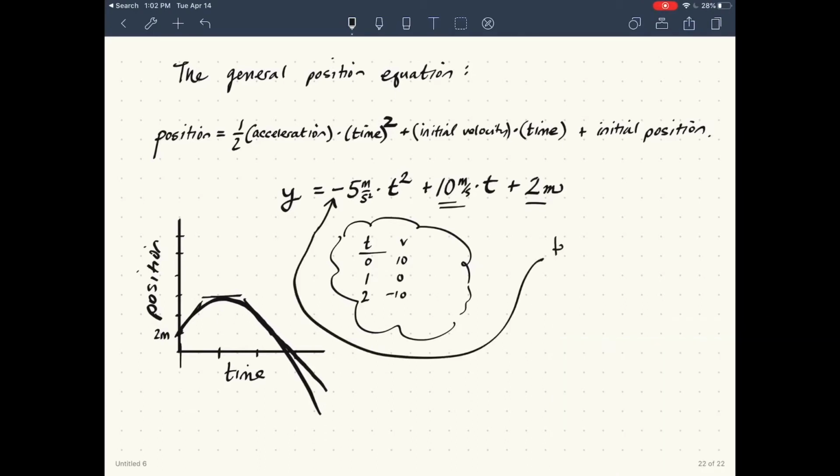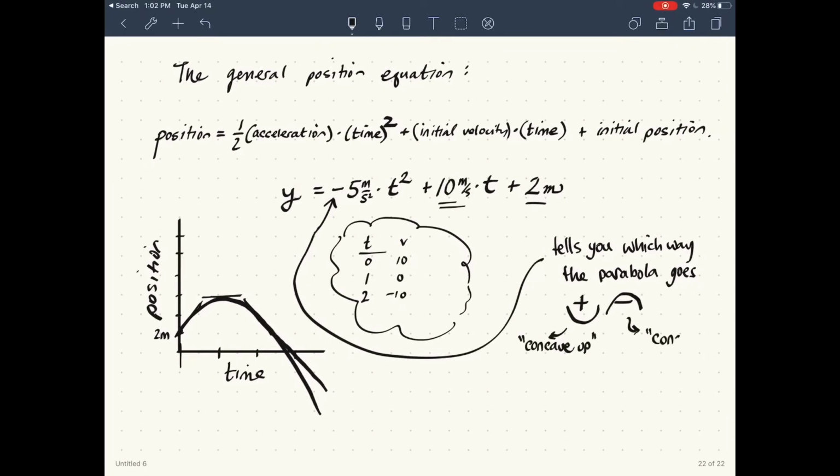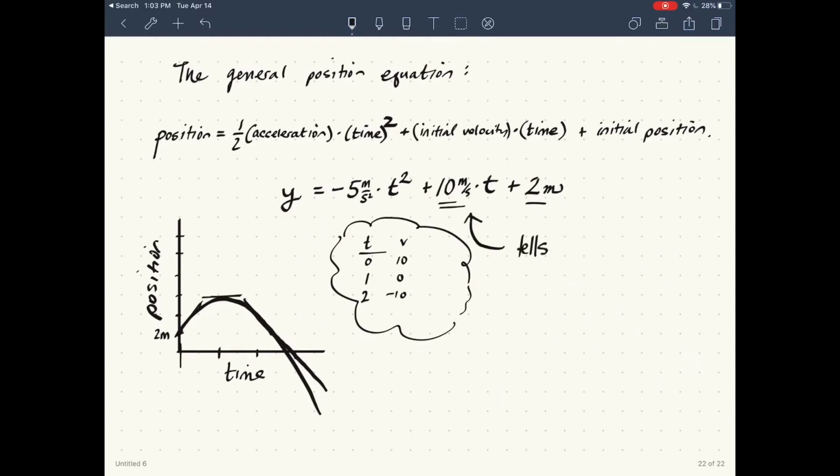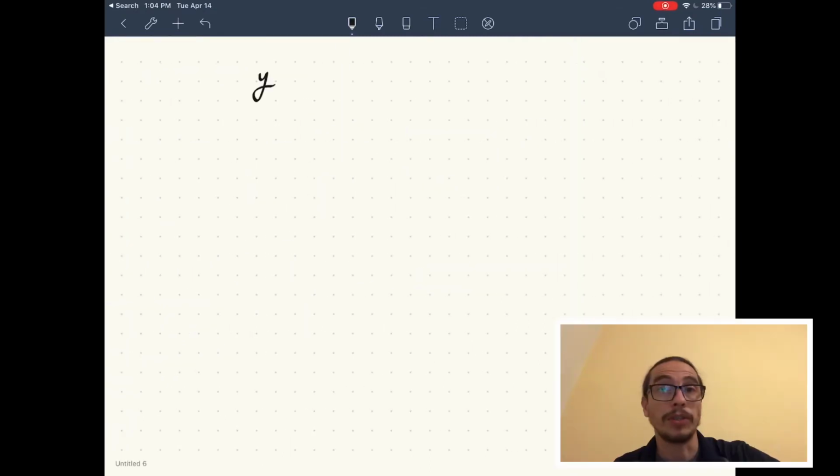Now, notice that this negative number tells you which way the parabola goes. If it's positive, it'll be concave up. And if it's negative, it'll be concave down. Cool. So that's positive acceleration and negative acceleration, respectively. This one tells you the initial steepness of the graph. So if it was positive, it's very steep. If it's negative, it's steep and downwards. And then this one is kind of where you start the graph. Okay. So if you wanted to sketch a graph, you could do it pretty easily.